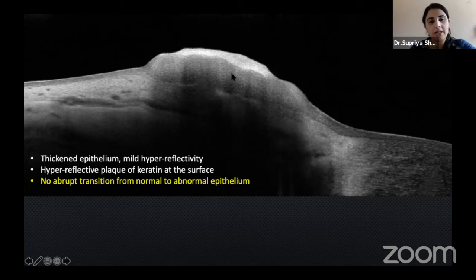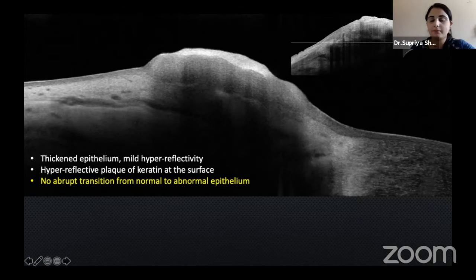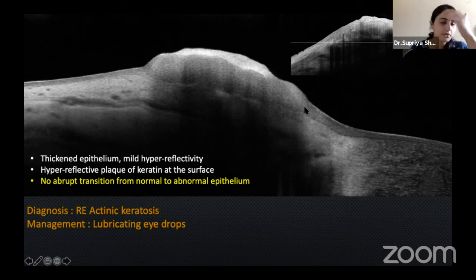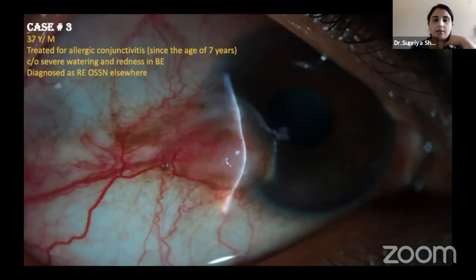There was a hyperreflective plaque of keratin at the surface, but there was no abrupt transition from a normal to abnormal epithelium, as was seen in the previous AS-OCT image of the patient having OSSN. So based on these features, the diagnosis of ocular surface squamous neoplasia was ruled out, and the patient was treated as having actinic keratosis.